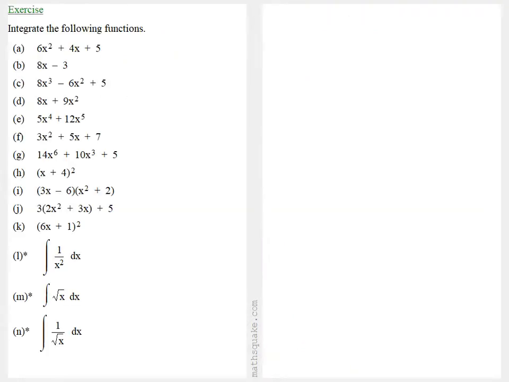The following is an exercise. You can pause the video at this point and have a go at the questions. The last 3 are a little harder. When you've finished them, start the video again and I'll go through the answers.